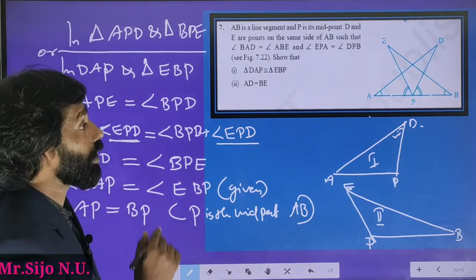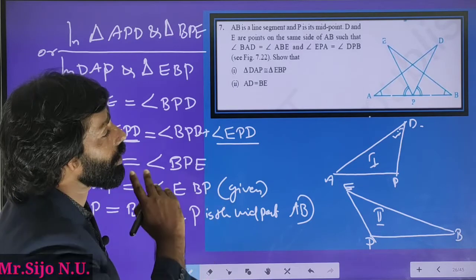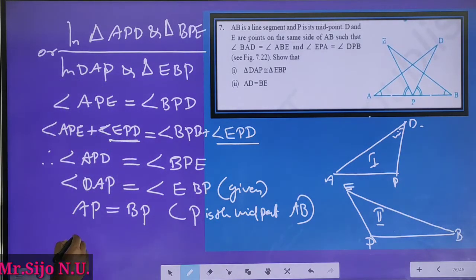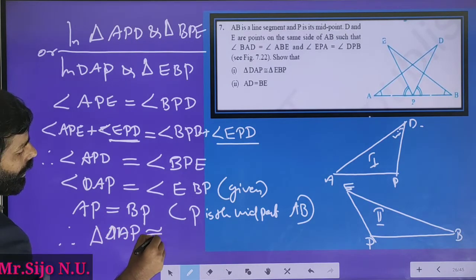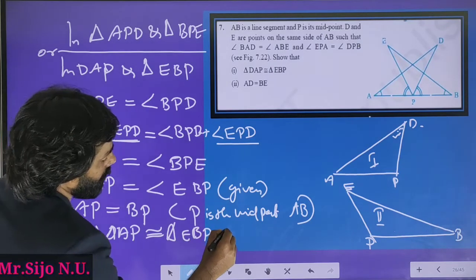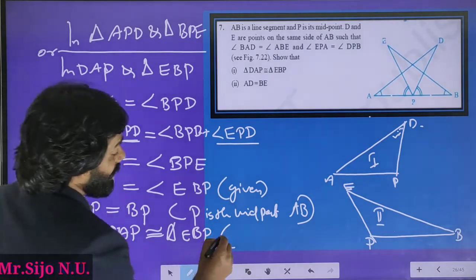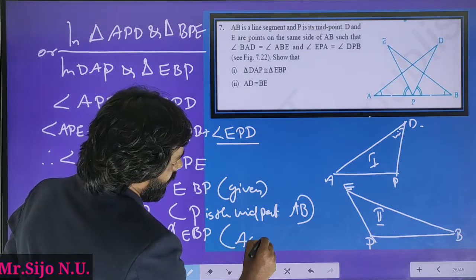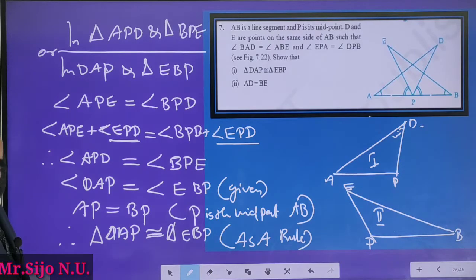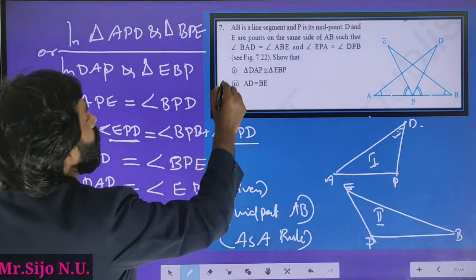So here we got two angles and the included side. So therefore we can write triangle DAP is congruent to triangle EBP. Which rule did we apply? Yes, it is the ASA rule, right? Two angles and included side rule.